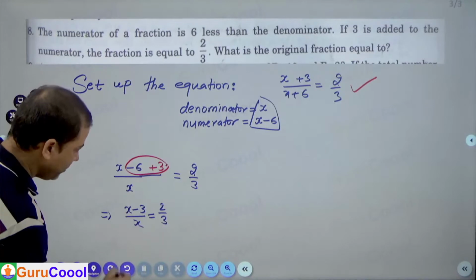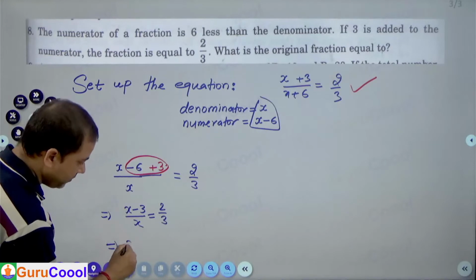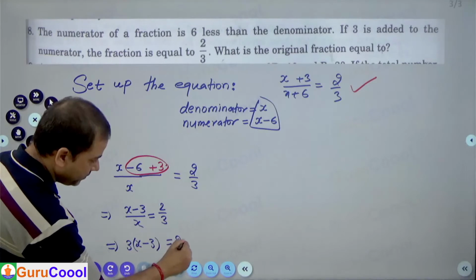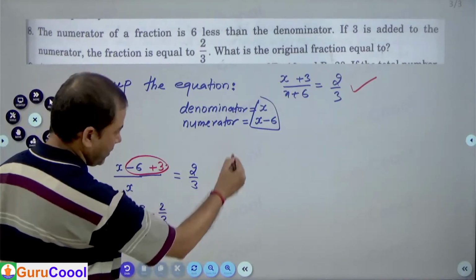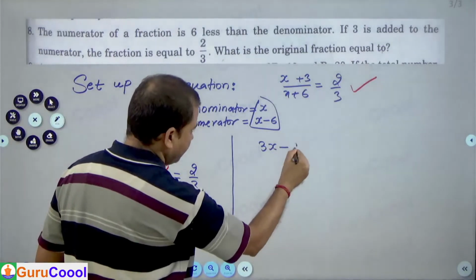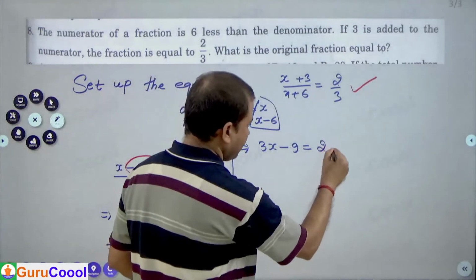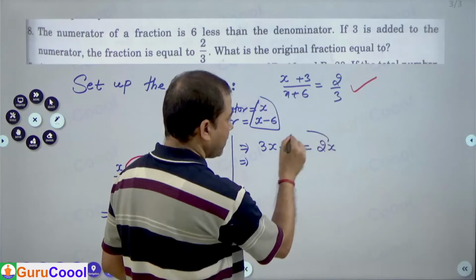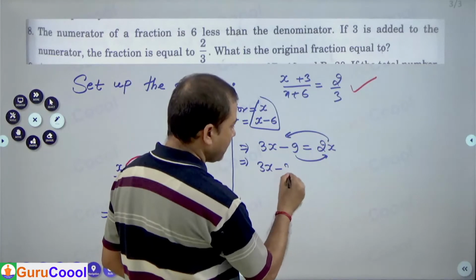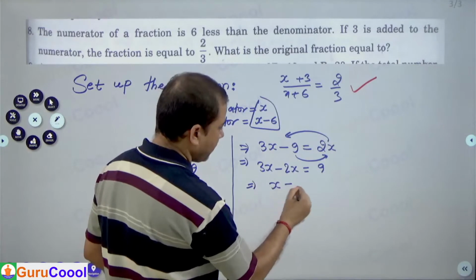Now cross multiply. You know cross multiply? I have taught cross multiply. 3 into x minus 3 and x into 2, that is 2x. So 3x minus 9 equal to 2x. Let us take 2x on the left side and 9 to the right side. So 3x minus 2x equal to 9. So we get x is equal to 9.